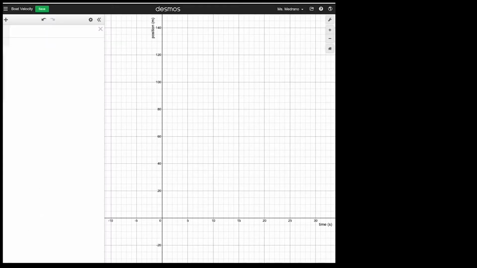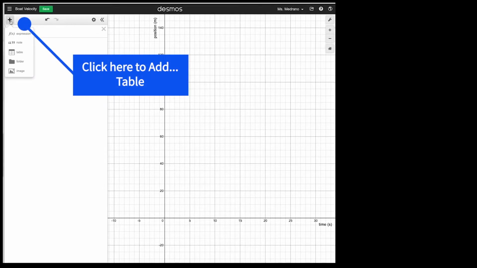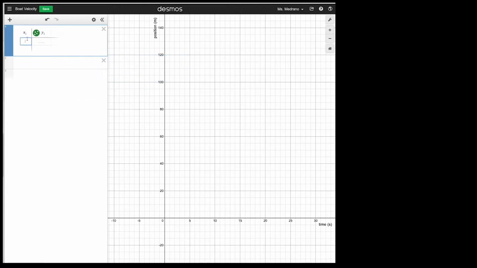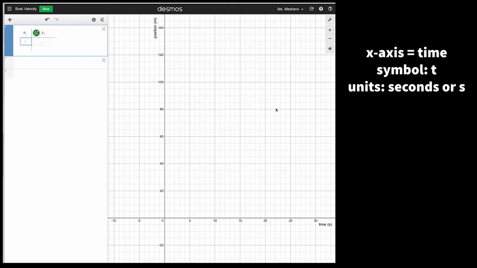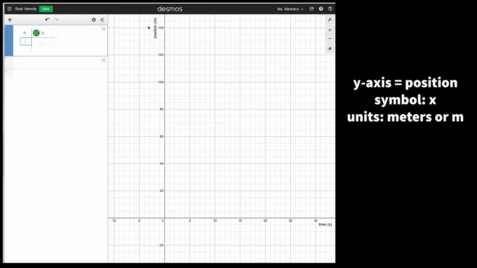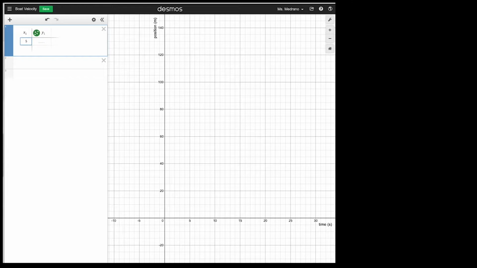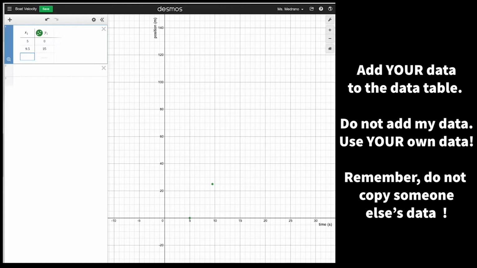For our Desmos graph, I'm going to add a table. And for the x-axis will be time, which is labeled here, and the y will be our position, so where it's located on the river. So for the first one, at 5 seconds, I decided that my boat was at 0 meters. And then when it was 9.5 seconds, I saw that my boat was at 25 meters. And then when it was 13.7 seconds, I saw that my boat was at 50 meters.